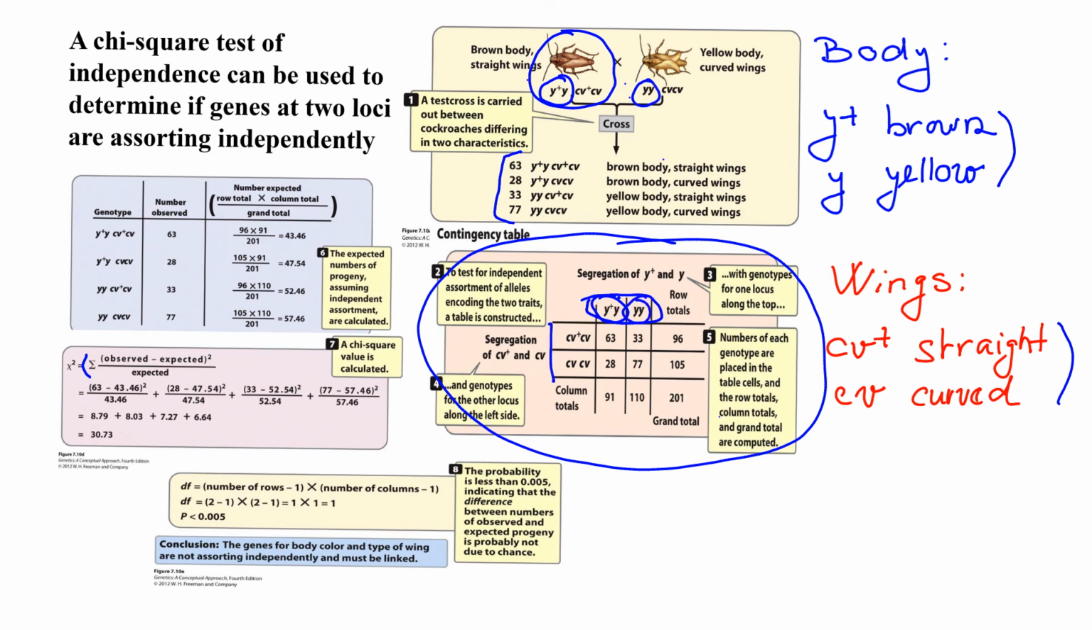And now you put in the number of offspring you observed. Here, the number observed, you counted and observed. So those which will have brown body and straight wings is 63. Those which have brown body and curved wing is 33, and so on. So you put the corresponding number of offspring in this table and you calculate row totals and column totals, and of course the total number of individuals.